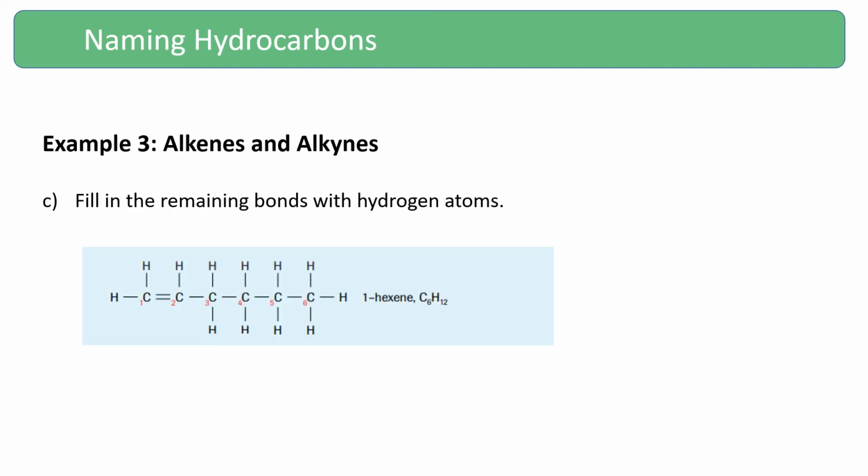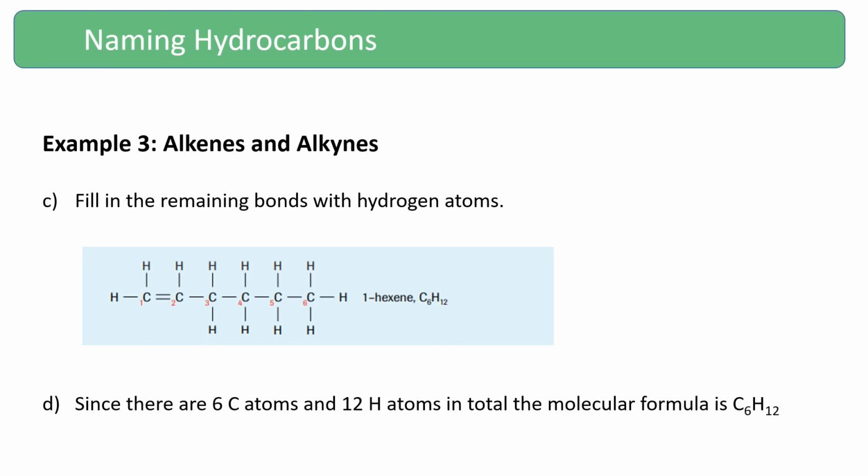Fill in the remaining bonds with hydrogen atoms. Be careful with the double bond because it already uses 2 more bonds, so you have to decrease the number of hydrogen bonds. So this will end up 1-hexene with C6H12. Since there are 6 atoms of carbon and 12 atoms of hydrogen, the molecular formula is C6H12.